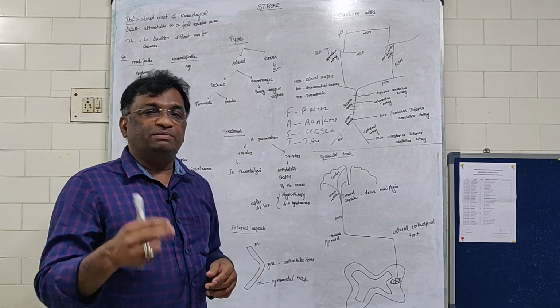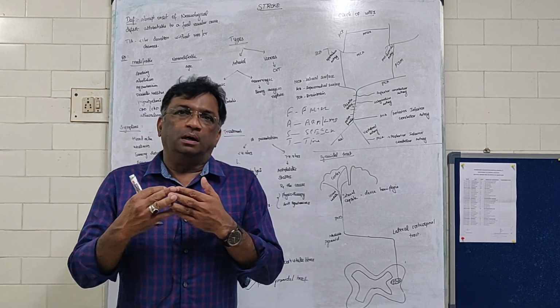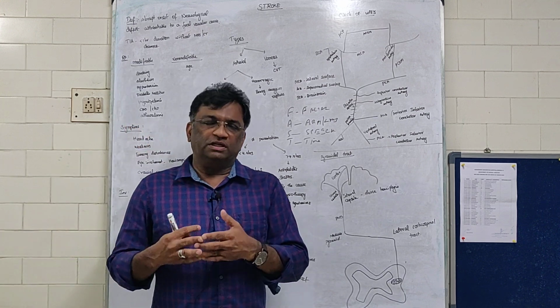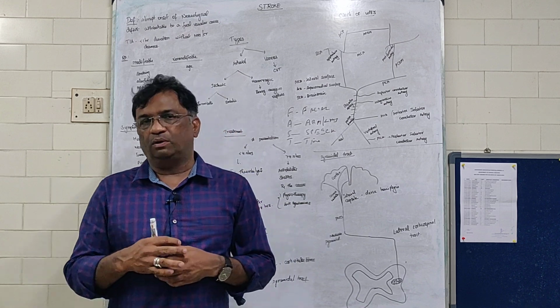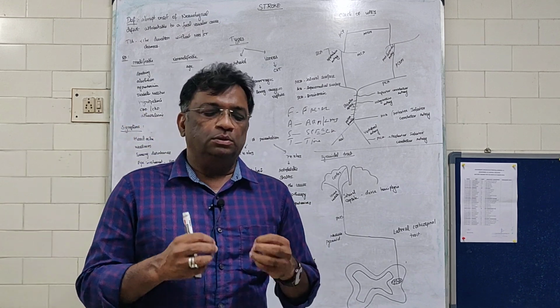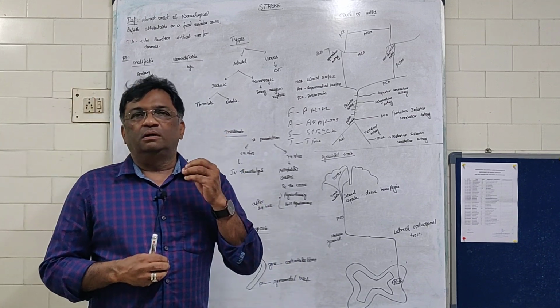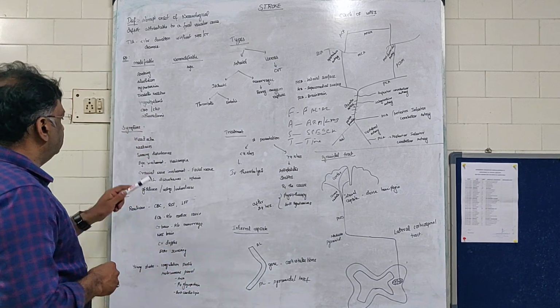So you have different types of aphasia. If Broca's area is affected, you will have motor aphasia. You have sensory aphasia, conduction aphasia, transcortical sensory, transcortical motor, and global aphasia. All these are different types of aphasia. So remember, if the patient is aphasic, your first inference is that the dominant hemisphere is involved. So these are all the symptoms of stroke.